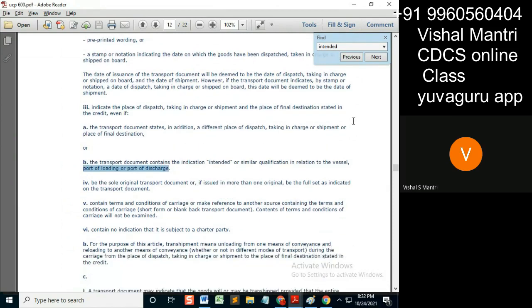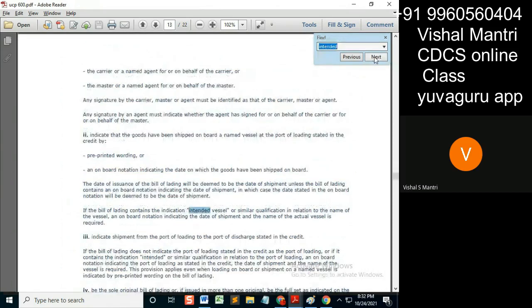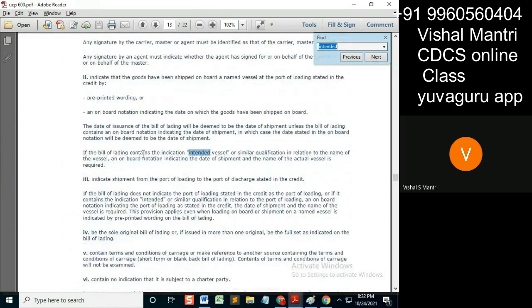There was one more clause about this here. There were two clauses, right, for intended. See, yeah. If the bill of lading contains indication intended vessel of similar qualification in relation to the vessel, the onboard notation indicating the date of shipment and name of the vessel, right? See this. Intended vessel, two things, date of shipment and vessel.